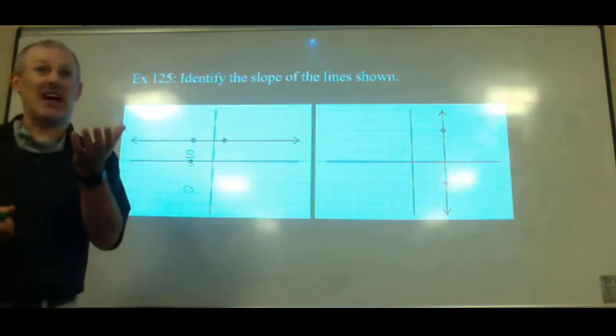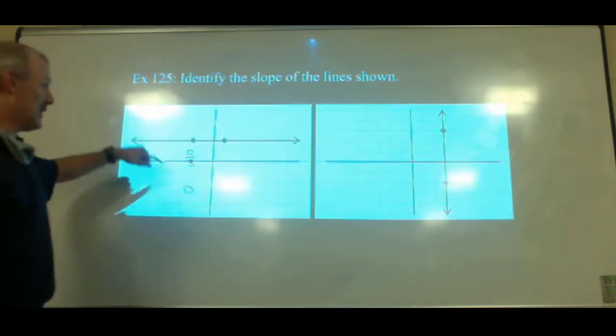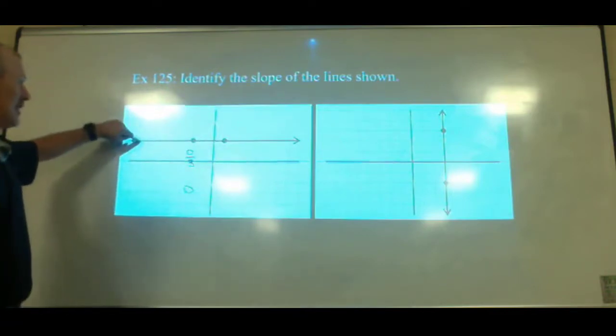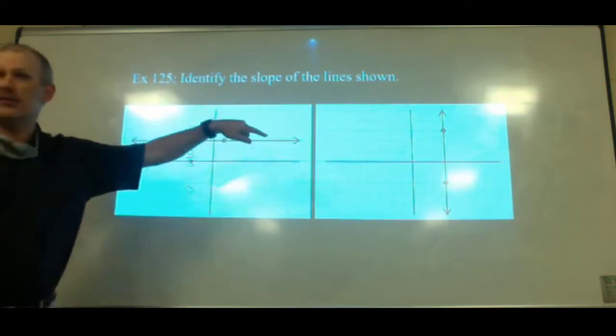Eventually, we're going to learn it's called a constant because it's just never changing. It's always the same. The y value is always the same. When you think about these y values, y is 2, y is 2, y is 2, y is 2, y is 2, and so on.